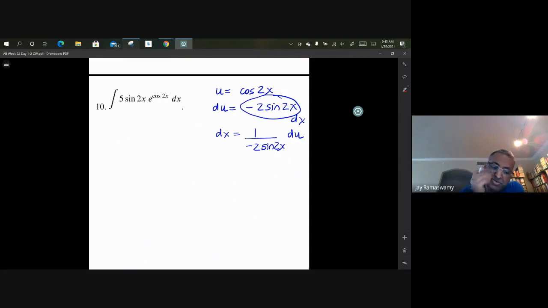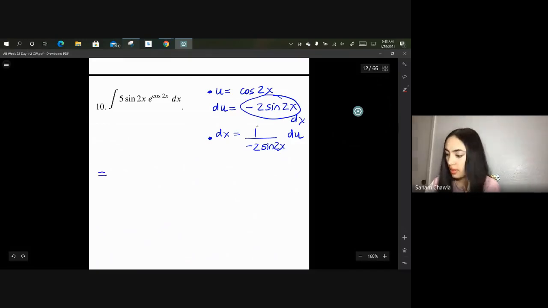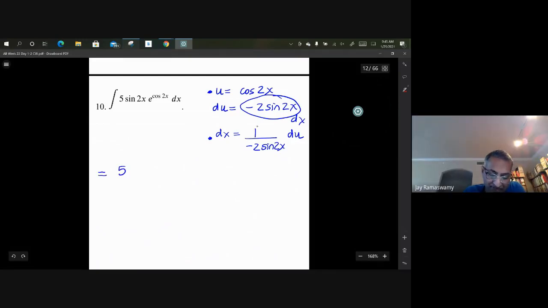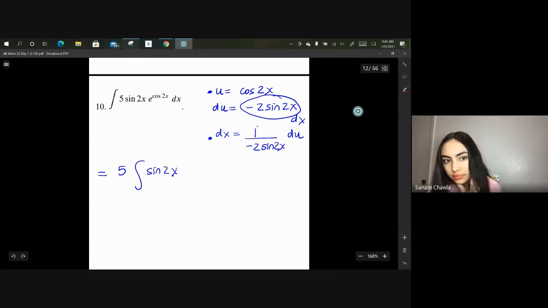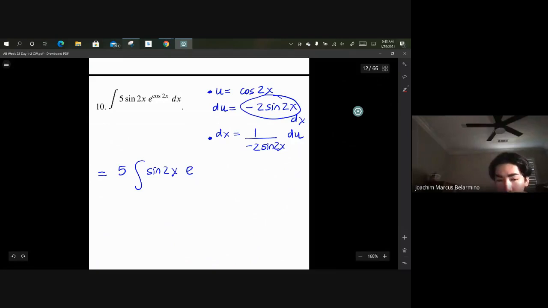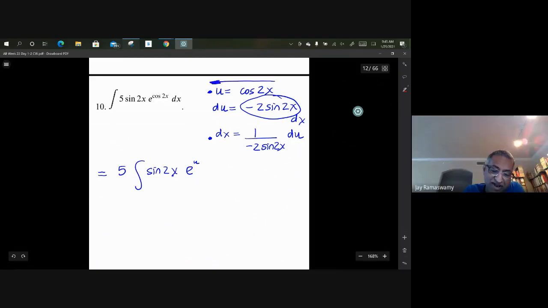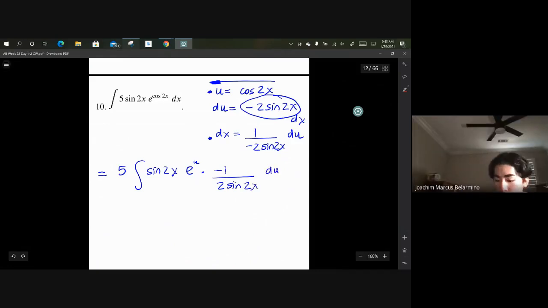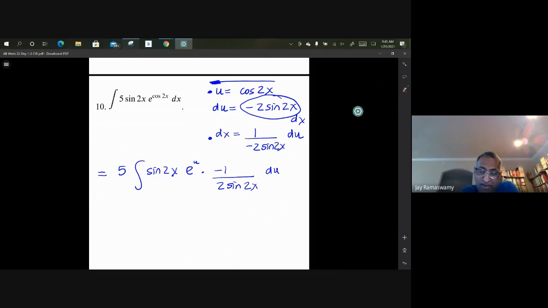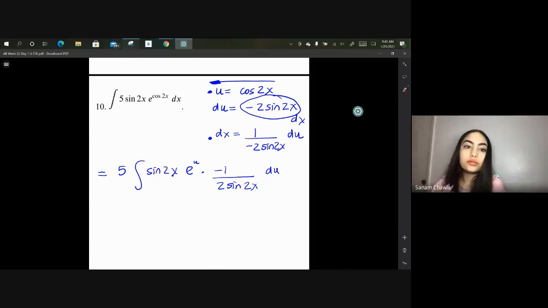Now we're ready to do the u substitution stage. I'm putting bullet points. You know what to take care of. Take out the 5. The sine 2x stays the same. Then e to the power of u. u becomes cos 2x, just becomes u. And dx becomes 1 over negative 2 sine 2x du. I just put the negative on top. Is everybody okay there? What happens to the sine 2x's? They cancel.